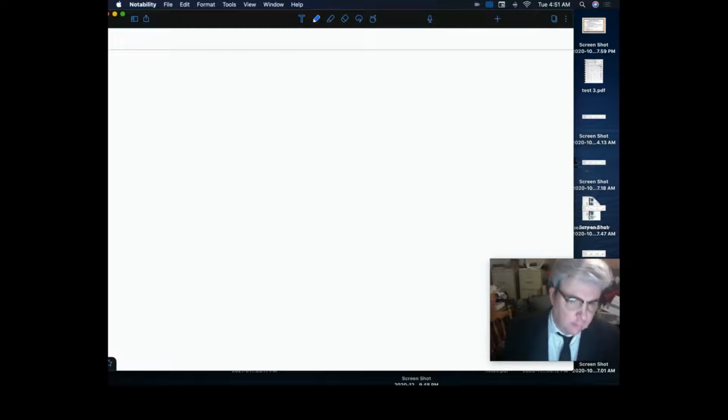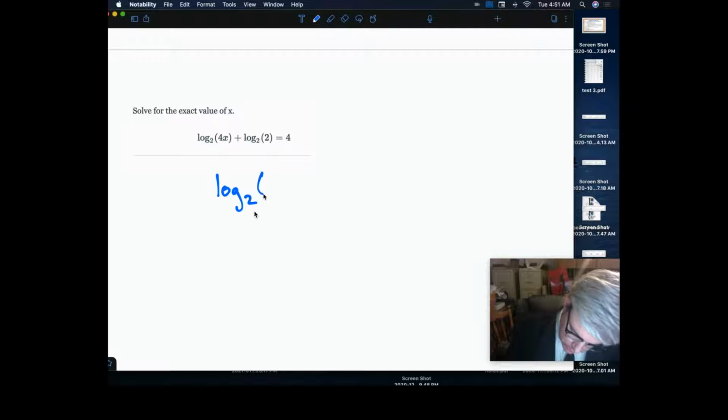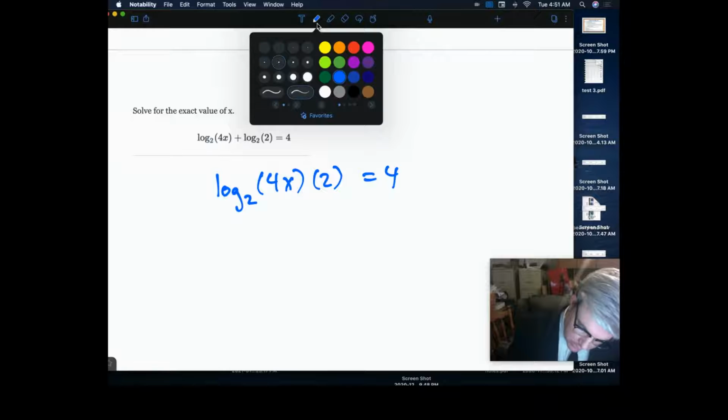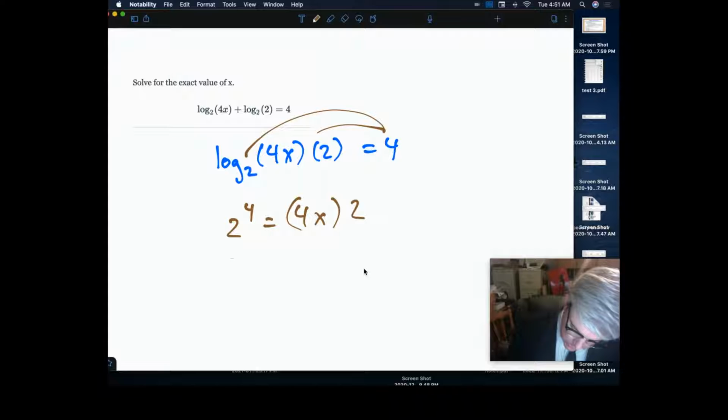So we have log base 2 of 4x plus log base 2 of 2 equals 4. The rule is that when you add, you multiply. So this is the same thing as saying log base 2 of 4x times 2 equals 4. And yep, that's right, claw it: 2 to the 4th equals 4x times 2.